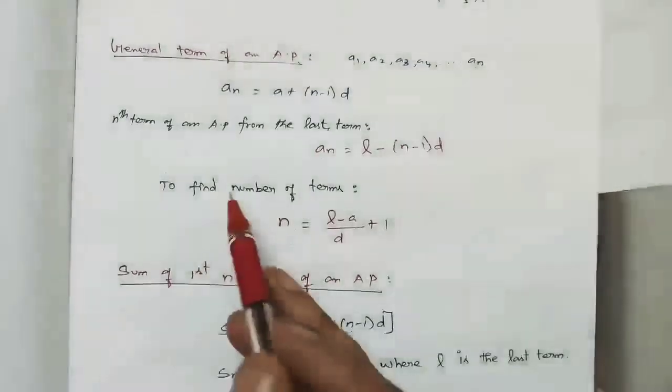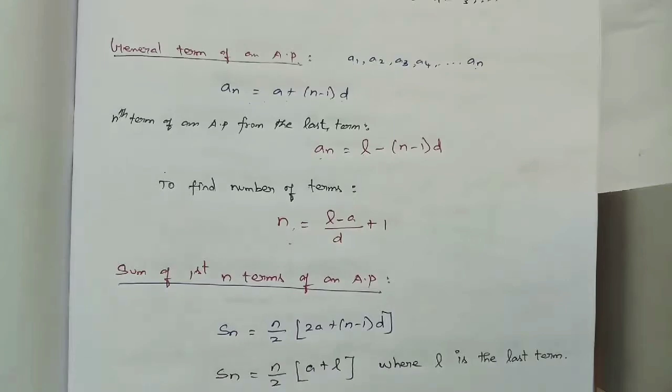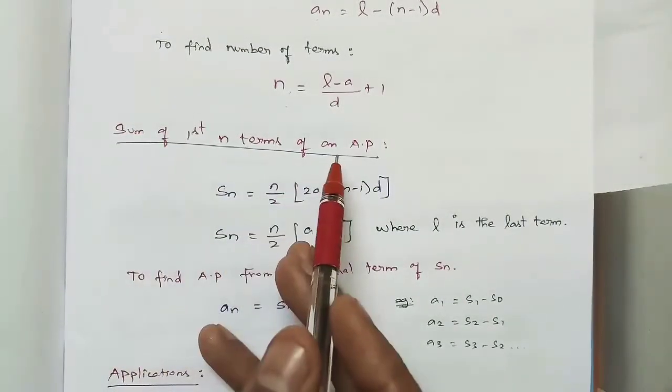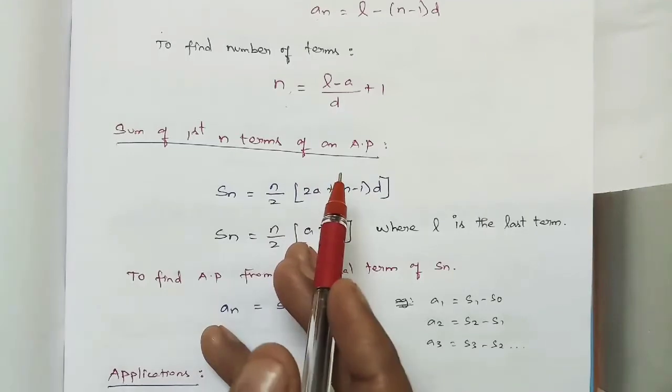Okay. Next, this is the second concept. The second concept we are discussing here is the sum of first n terms of an AP.